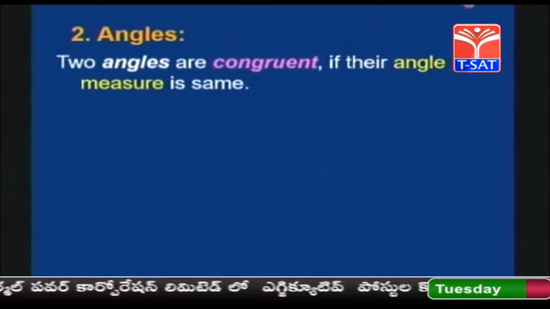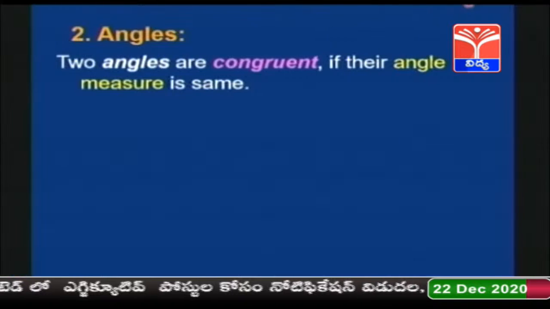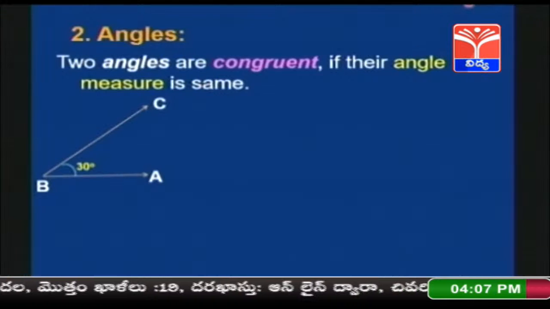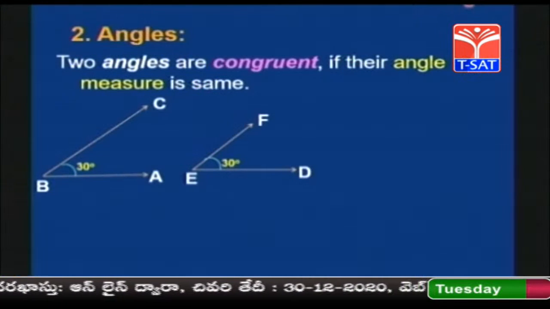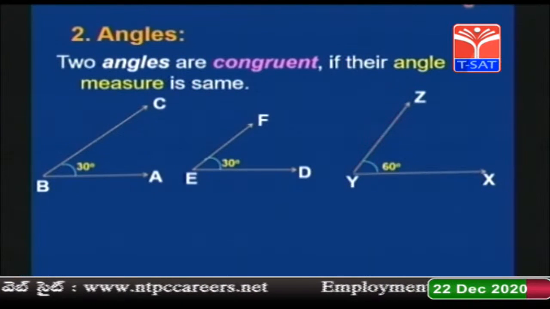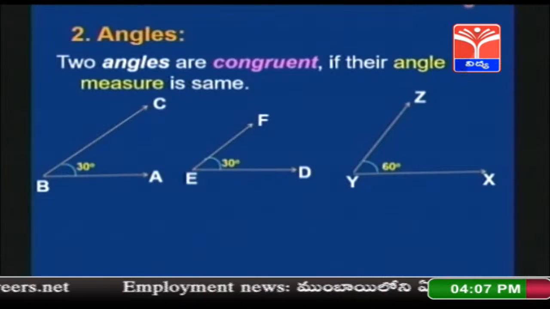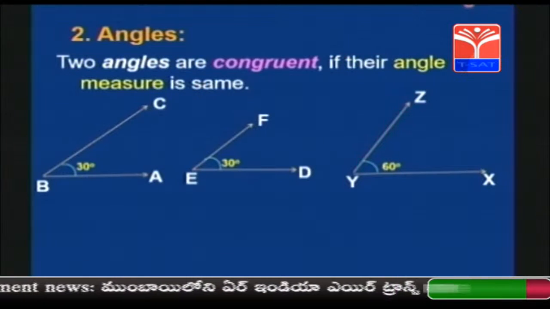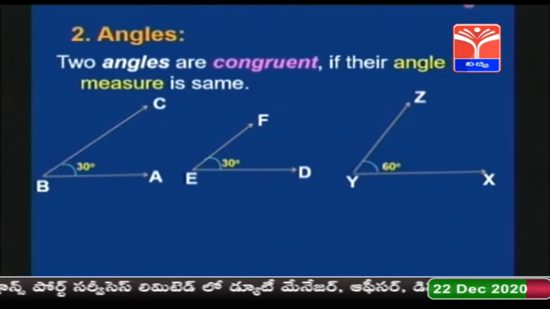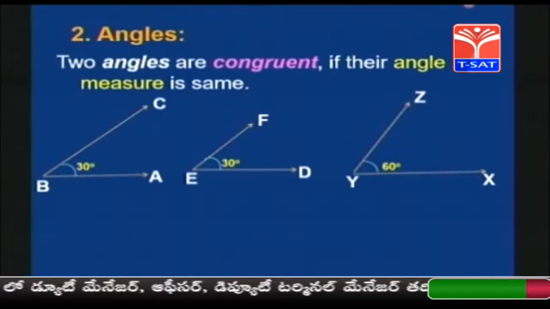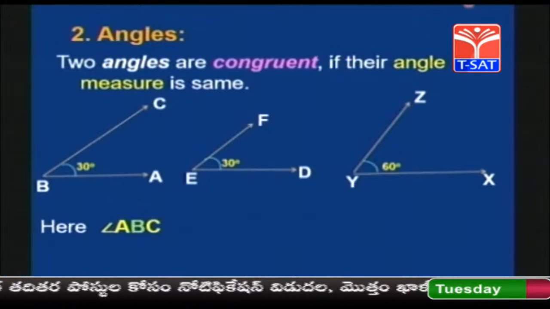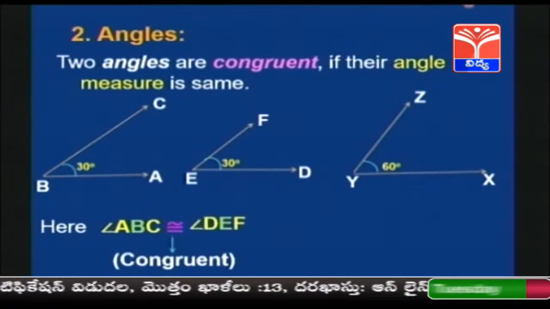Now see the second example, angles. Two angles are congruent if their angle measure is the same. See children, here the first angle, angle ABC, is 30 degrees, angle DEF is 30 degrees, and angle XYZ has a measure of 60 degrees. Now children, identify the congruent angles. Yes, angle ABC and angle DEF are of equal measure, 30-30, hence they are congruent, and we denote it like this: angle ABC is congruent to angle DEF.